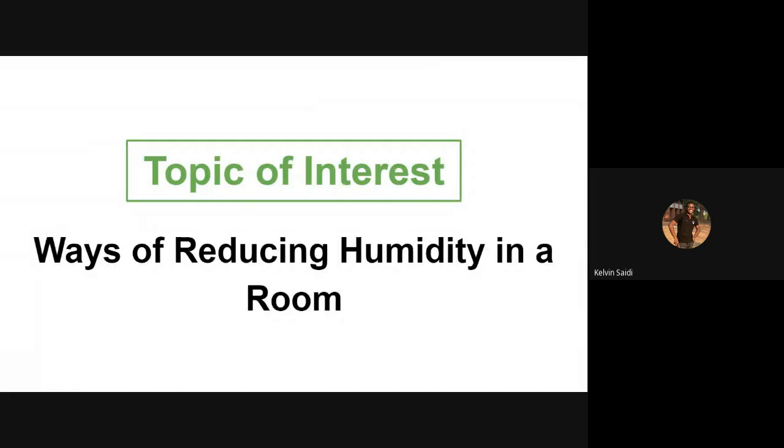It is also important to check the filters of your air conditioner. If the filters are compromised, they won't be able to effectively reduce the humidity of your room.